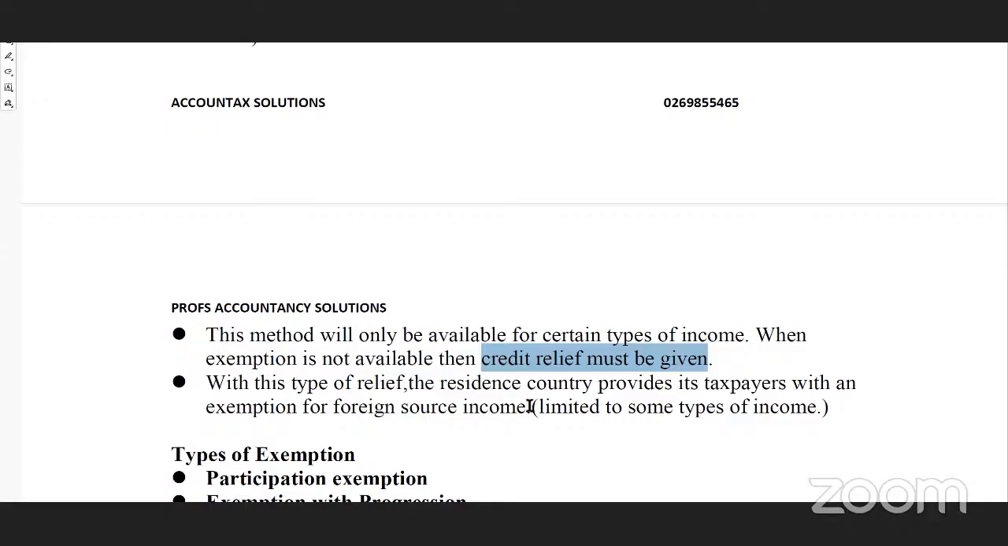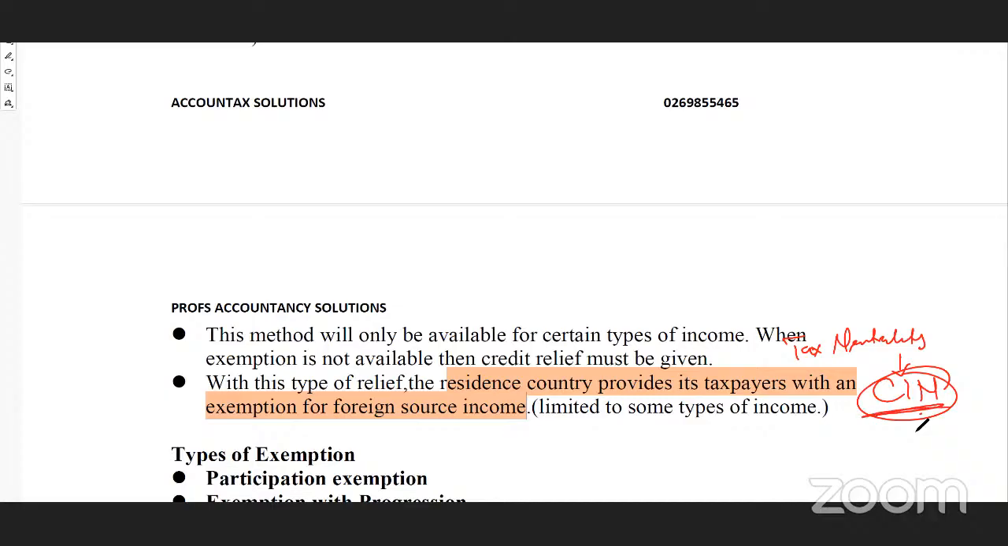So with this type of relief, the resident country provides its taxpayers with an exemption for what? Foreign source income. And it is always limited to some types of income, like we saw in Kofi's case. You saw that the whole income was what? Exempted. And this is to achieve what type of tax neutrality? What type of tax neutrality do we achieve in this one? Capital import neutrality. Yeah, that is it.